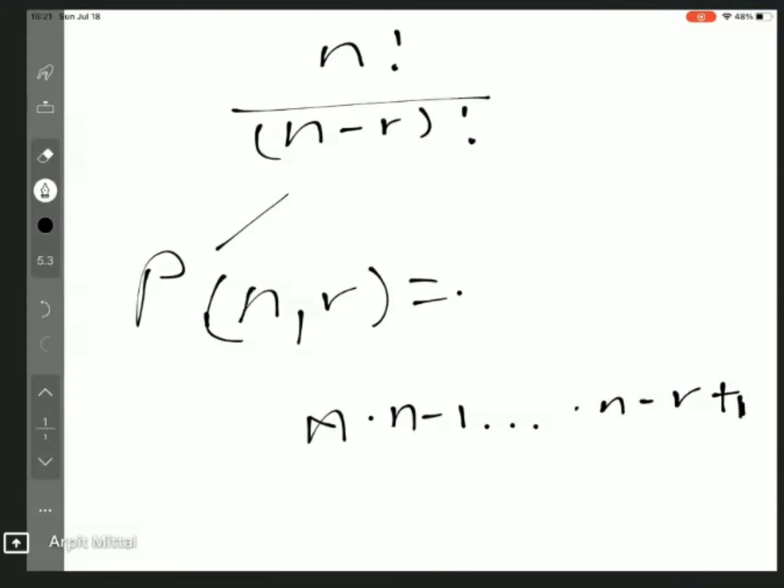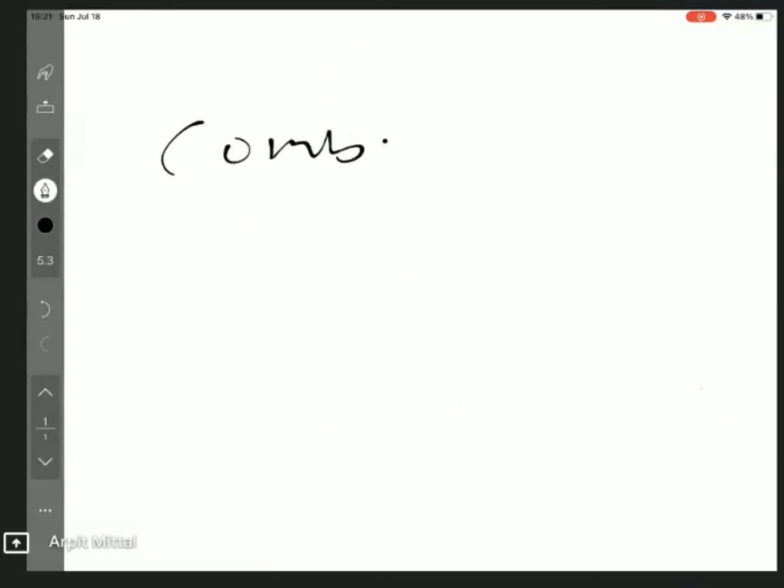So that was the general form of a permutation. Now we can do something pretty similar called combinations. A combination is basically a permutation, but where order does not matter. In permutations, the order of who we selected first and who we selected second did matter, but in a combination, the order does not matter.